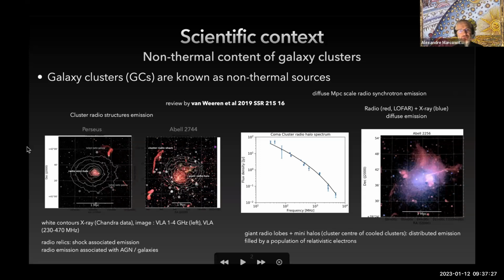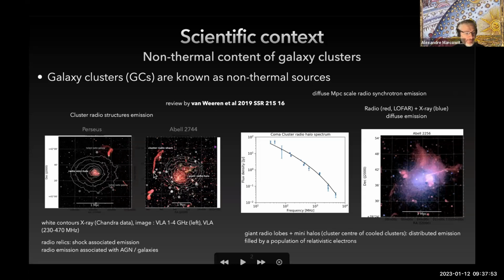I show you some typical examples, with first of all Perseus, which is a cool core, which has a radio mini halo at the center, and you have also radio contribution from radio galaxies. Here is a radio image, and the contour map is from X-ray Chandra data.